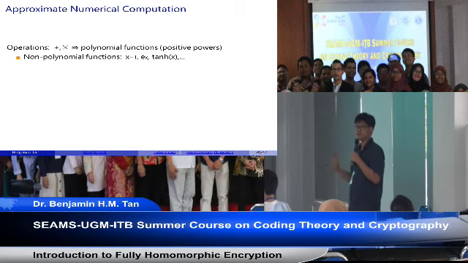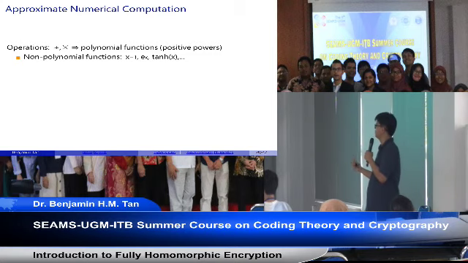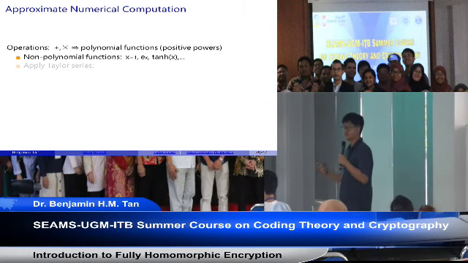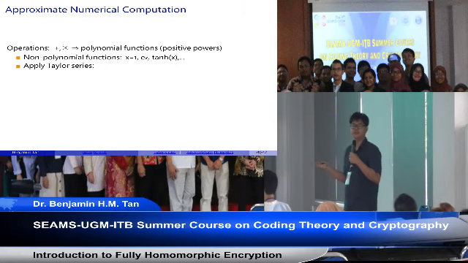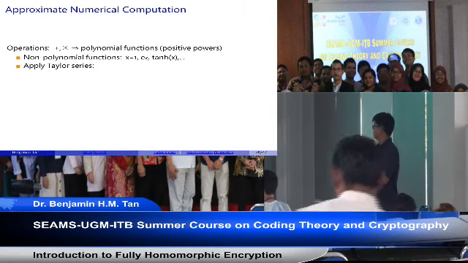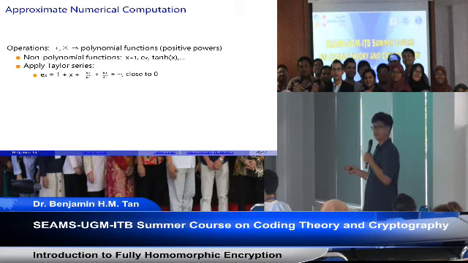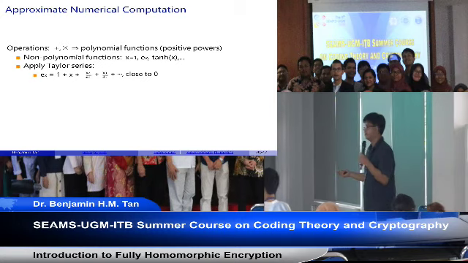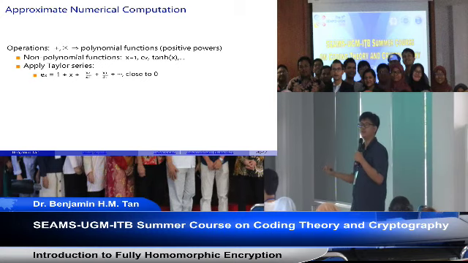We can do, well, not some, probably most non-polynomial functions like the inverse, exponential, or the hyperbolic tangent. And how do we do that? We use the Taylor series as an example. So we know that e to the x has this Taylor series, at least when x is close to 0. So you can truncate this series at any point and approximate the function that you want to evaluate.